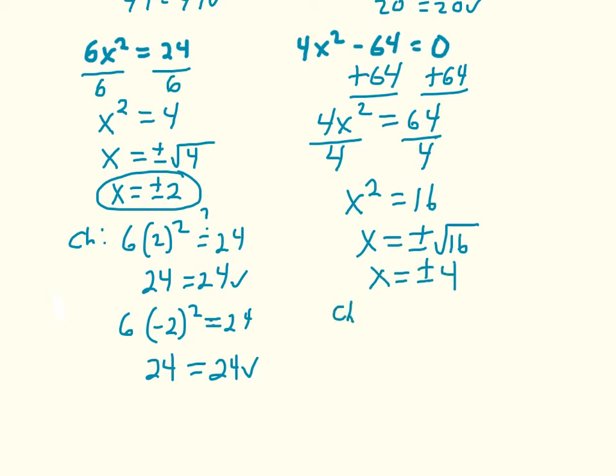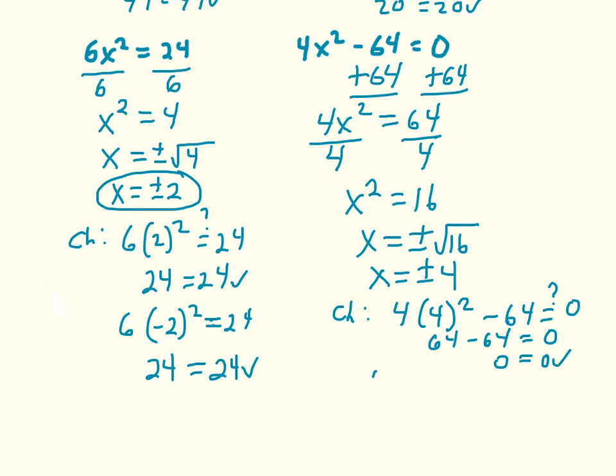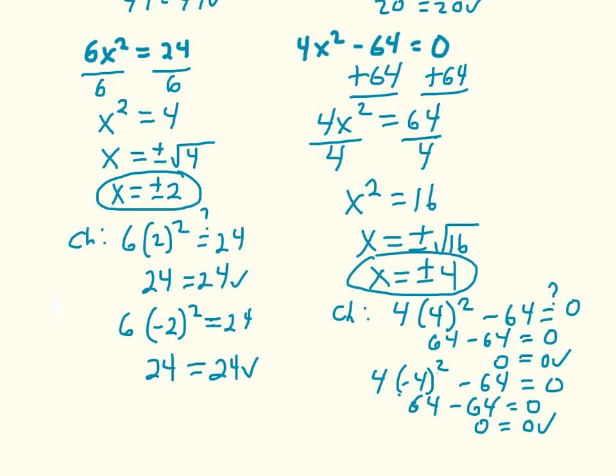I'm going to check it by plugging in 4 for x. So I'll get 4 times 4 squared minus 64. Does that equal 0? Well, that's 64 minus 64, so everything checks out there. And I'll go 4 times negative 4 squared minus 64. Write that a little better. And that also is 64 minus 64 equals 0. 0 equals 0. So I will call my answer positive and negative 4.